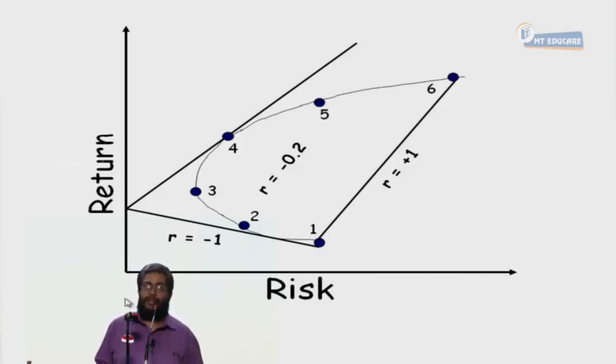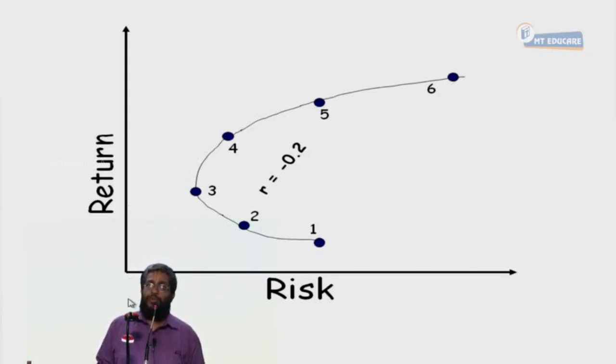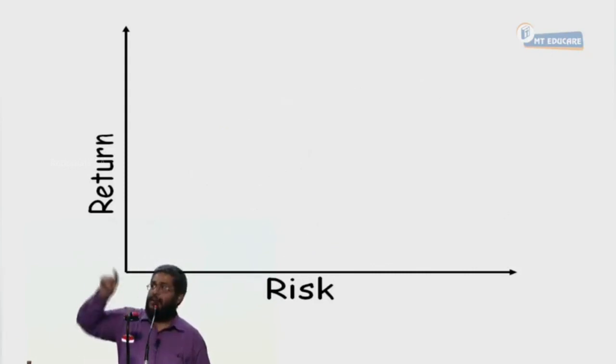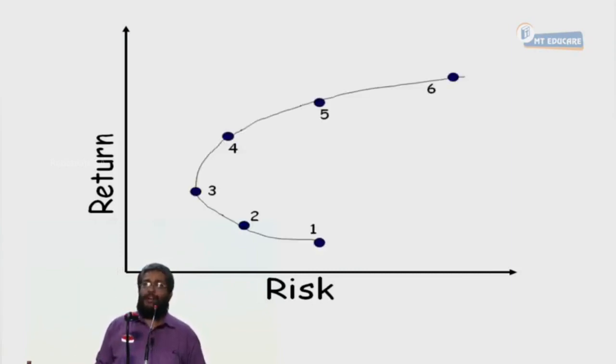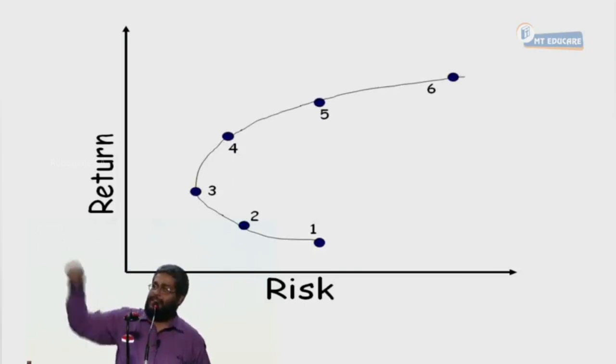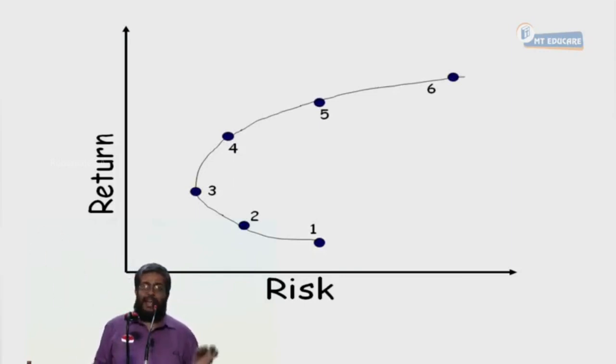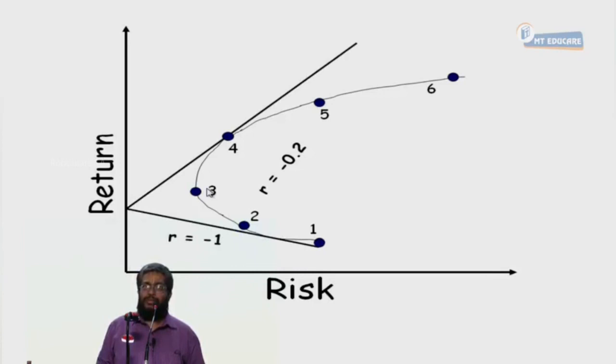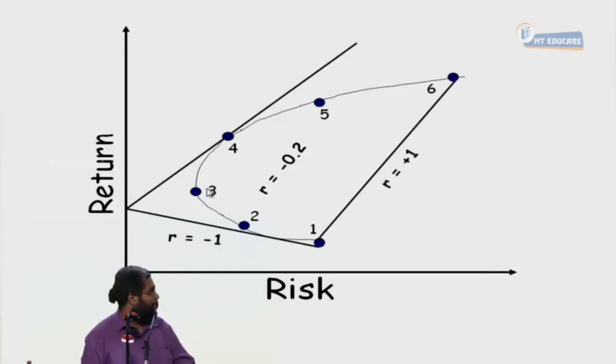Copy this diagram quickly. Now, I'll tell you what to do. Don't put the points first. Put a curve like this and then plot 6 points. Ensure that the third point is at the tip of the parabola. So draw like this: first a curve, then plot the points, and the leftmost point can be called point number 3. Then this is r equal to minus 0.2, one diagram. Other diagrams in the same graph: r equal to minus 1, another r equal to plus 1. Please draw it quickly.